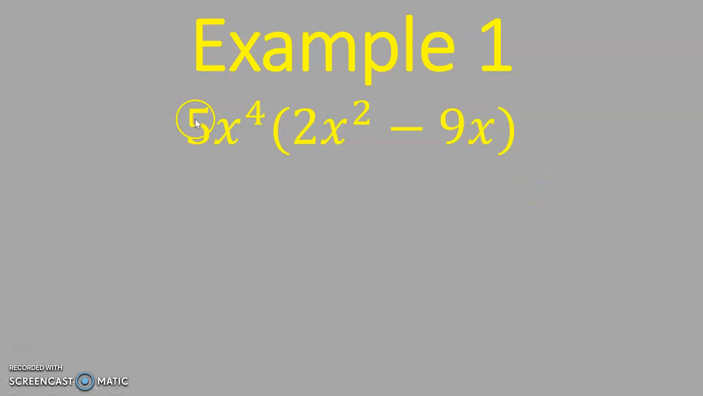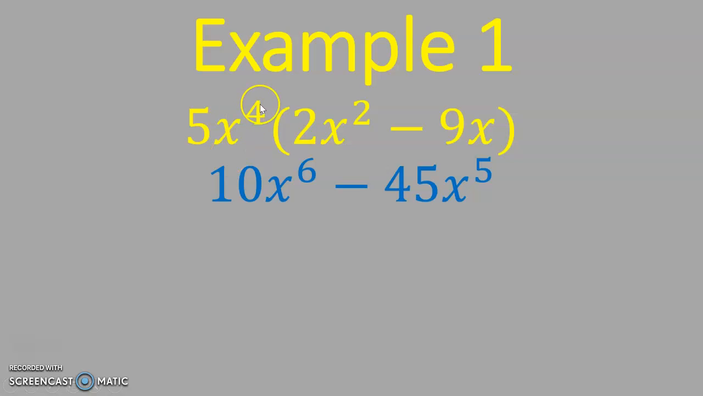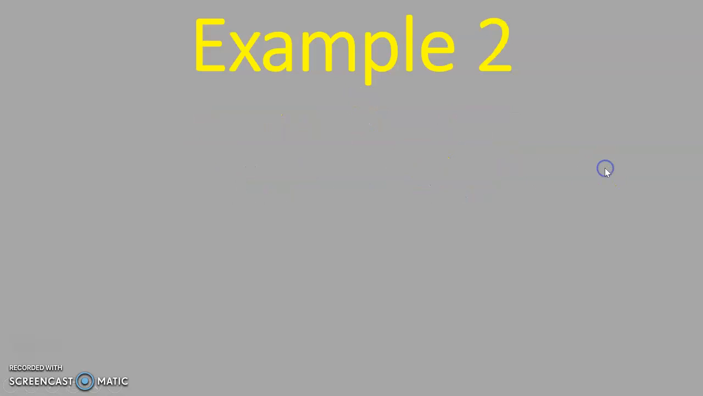Here we have a monomial that's going to be distributed within this binomial. So again, our rules are to multiply. 5 times 2 is 10. That's your coefficients. Add your exponents. 4 plus 2 is 6. 5 times negative 9 is negative 45. 4 plus 1 is 5. So again, multiply your coefficients and add your exponents.